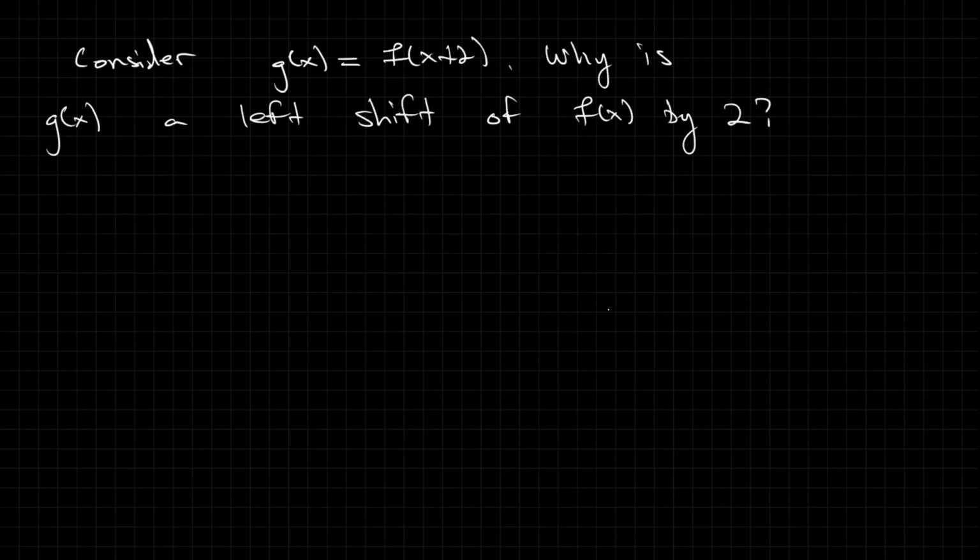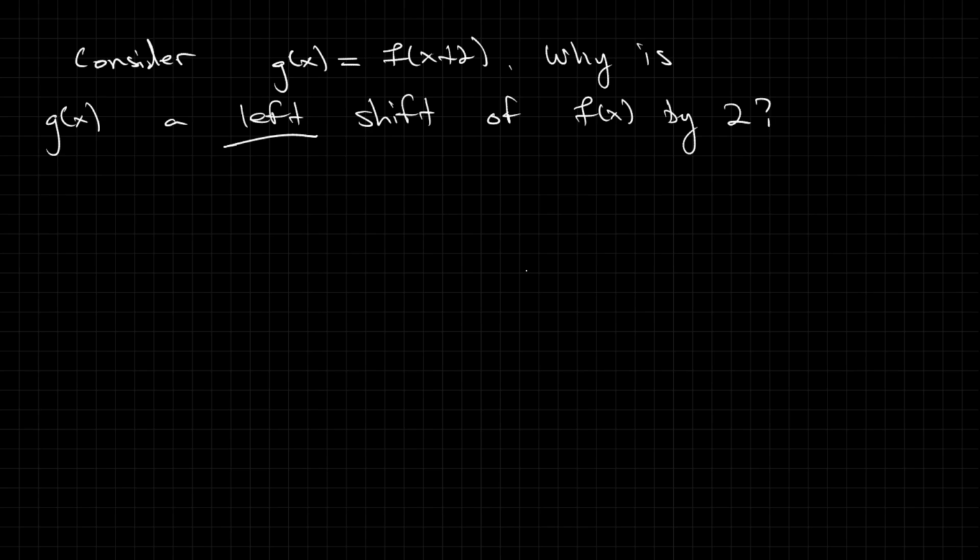I think it's worth providing a little bit of explanation as to why this horizontal shift doesn't go in the direction that you might initially think. Specifically, why in this example where I have f of x plus 2, why is g of x a left shift of f of x by 2? Why isn't it a right shift?